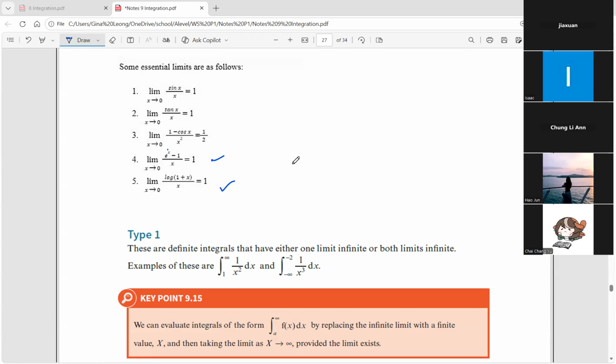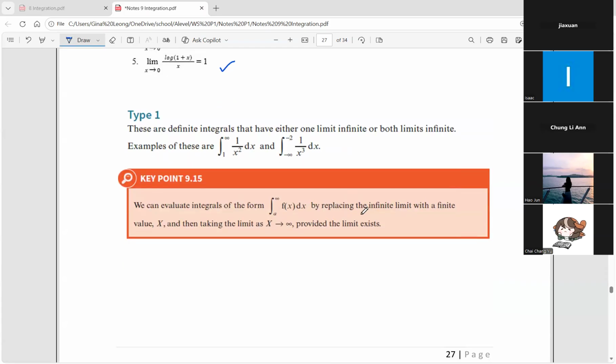Now we go for the type 1. Now is the actual A-level things. That one was just a recap. So we go for the type 1. You see they always come out like this. When you have the infinite, that means the big value must be on top. So infinite to 1 over x squared.